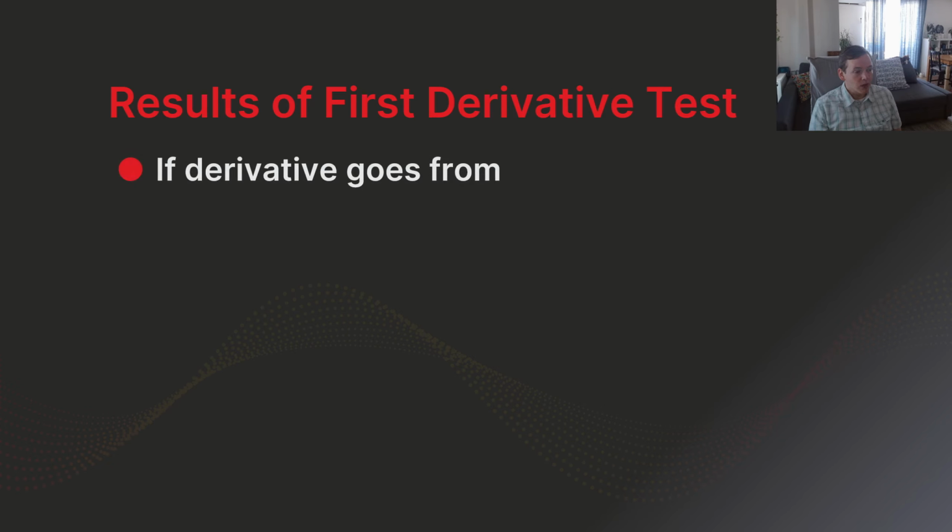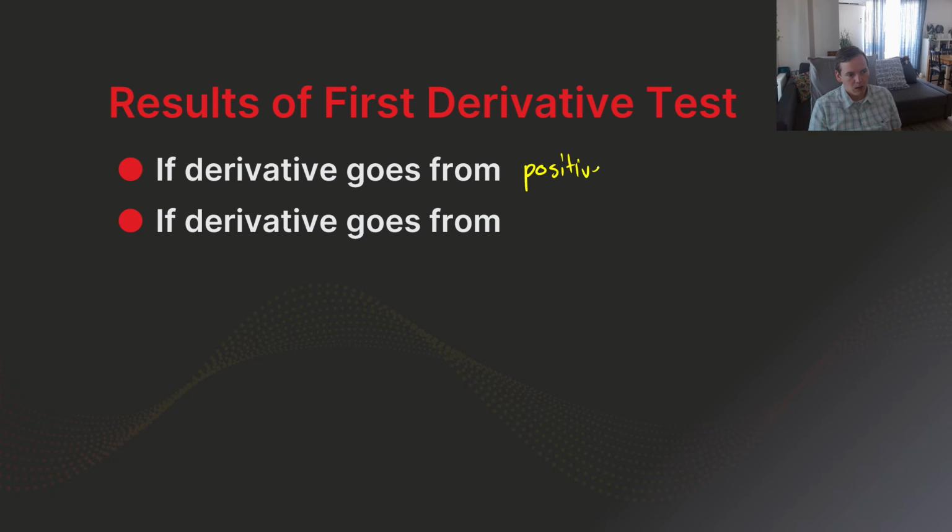Okay, so if the derivative goes from positive to negative, hopefully you can kind of guess what that means, but I'll sketch it up here. If my derivative was positive, that means the function is increasing. And then my function starts decreasing, that means whatever the zero between them is the maximum. So it's a local maximum.